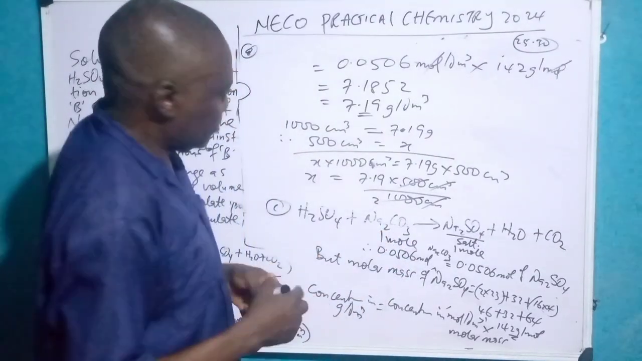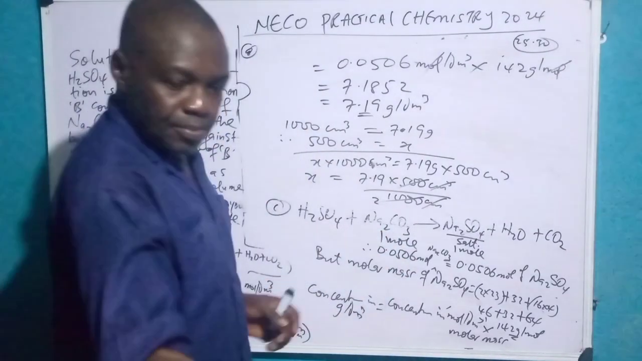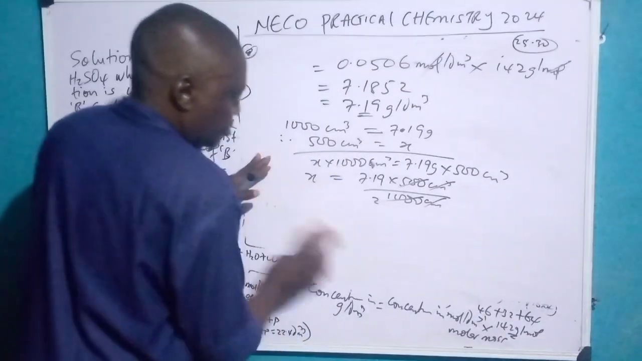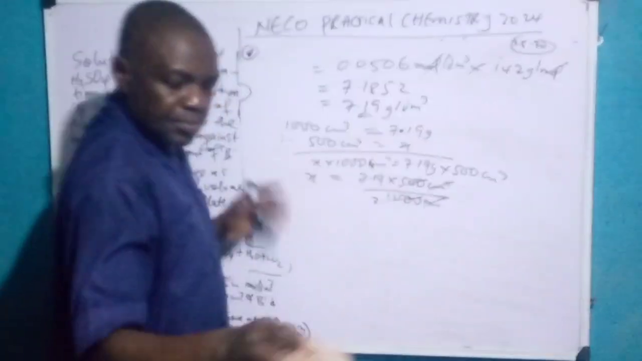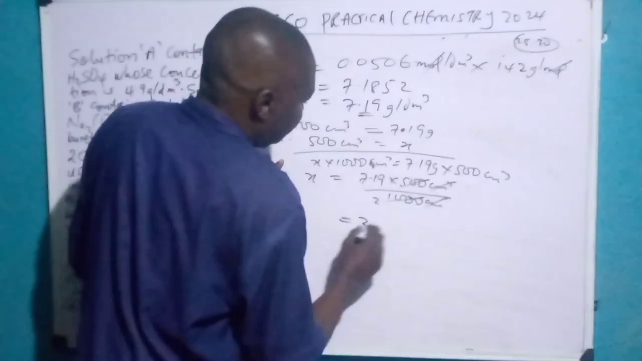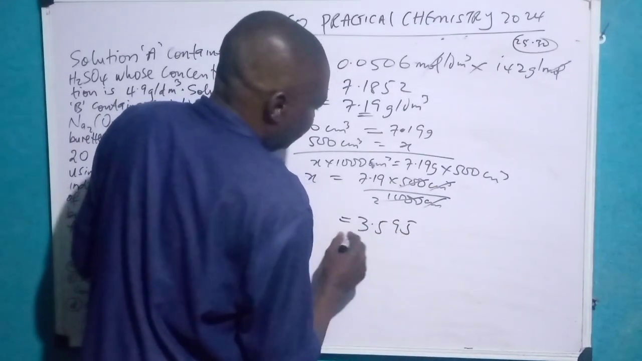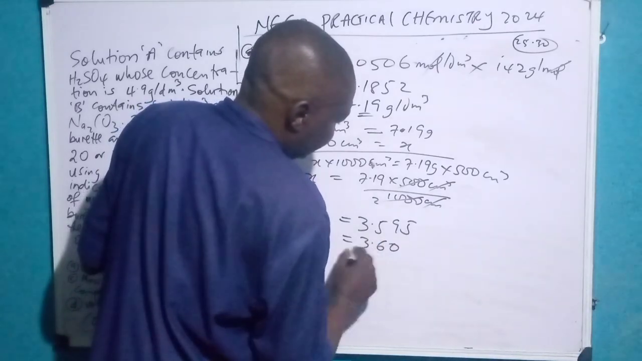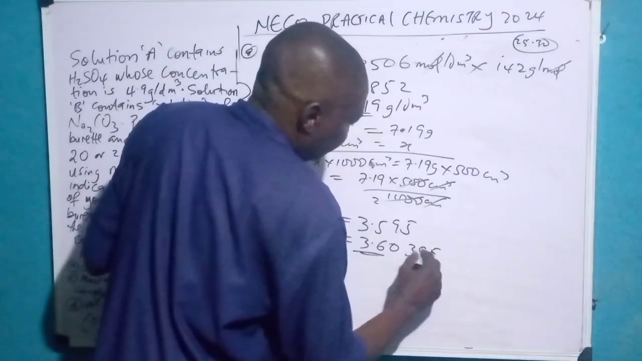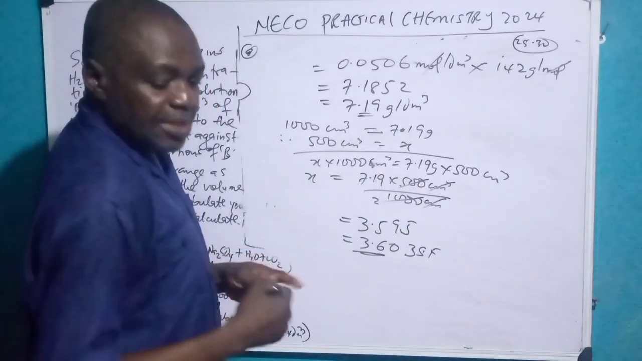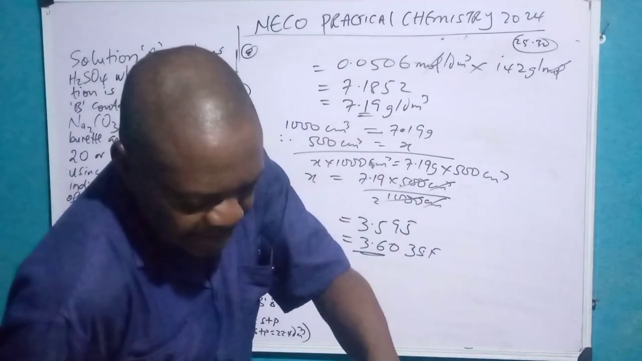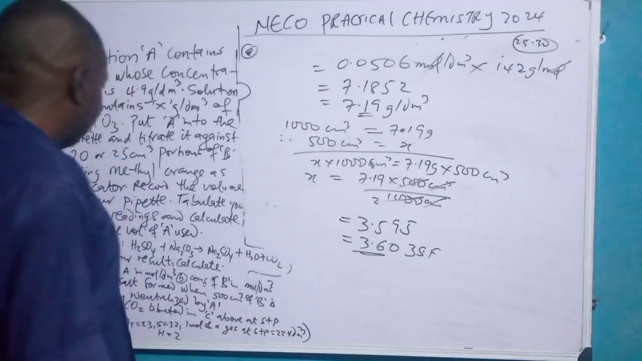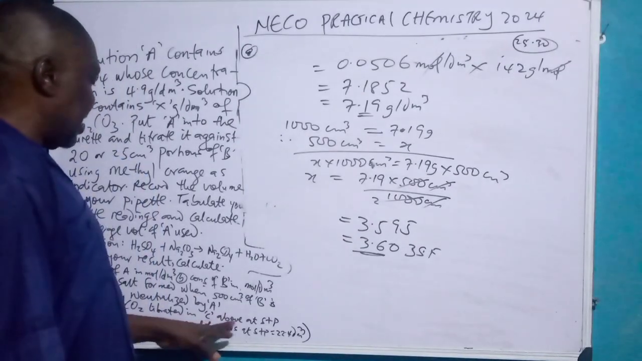3.595. Automatically 3.60, 3 significant figures. So that is how that one goes. That's 3.595, 3.60. So the next one is volume of CO2 liberated in C above at STP.